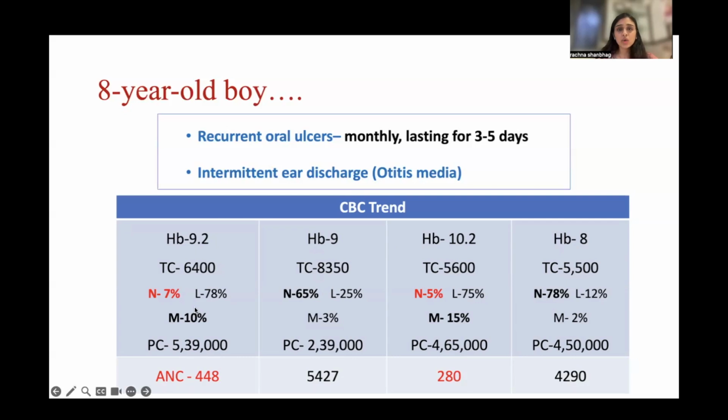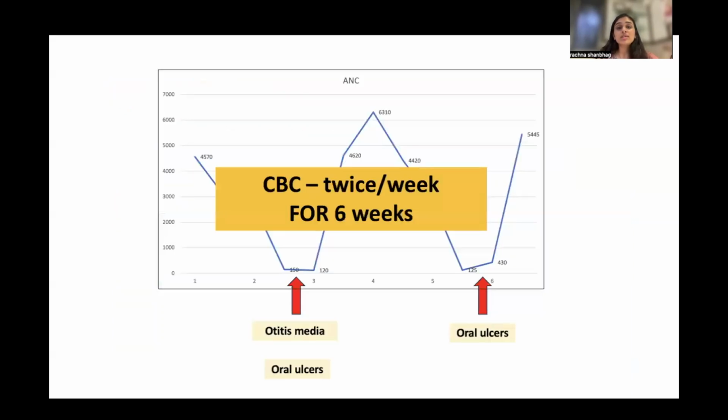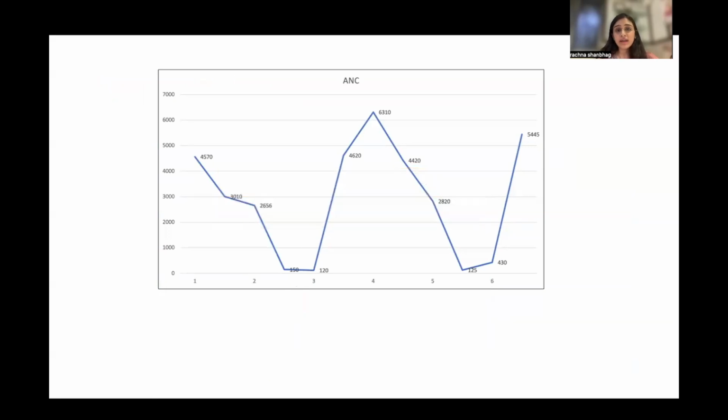So with this background of infections and intermittent CBCs showing neutropenia, we ask this child to get serial CBCs done. And often in this setting, we ask the children to do CBCs twice per week for the next 6 weeks. And then the ANC counts were tabulated. And what we saw is that around the end of the second week and at the beginning of the third week, there would be a drop in the absolute neutrophil count. And this was seen on 2 occasions over a period of 6 weeks.